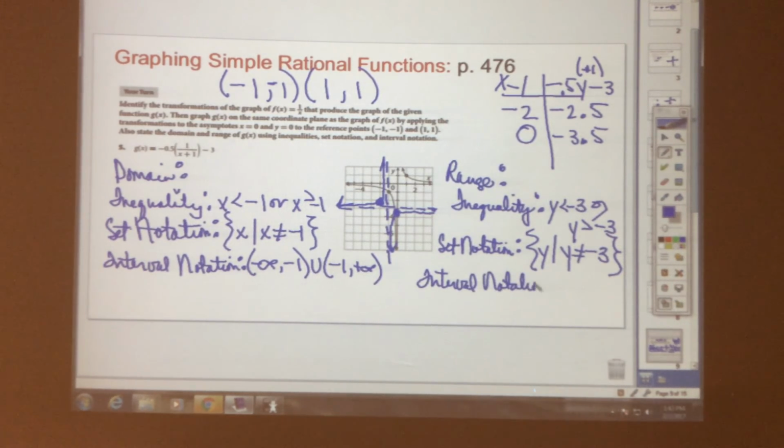Interval notation. Negative infinity to -3, union, -3 to positive infinity. None of that's in brackets. Any questions?